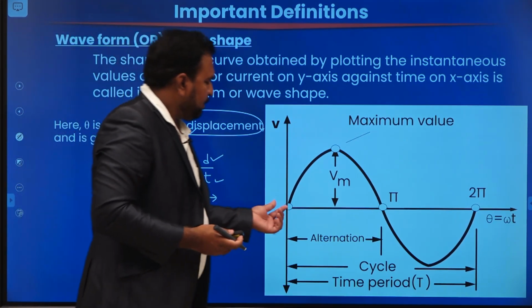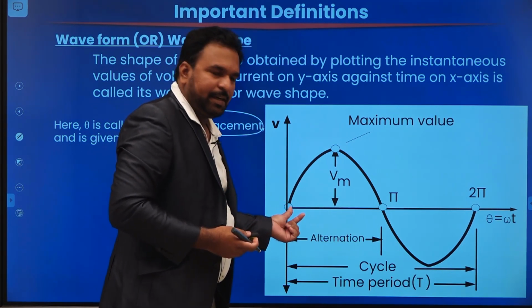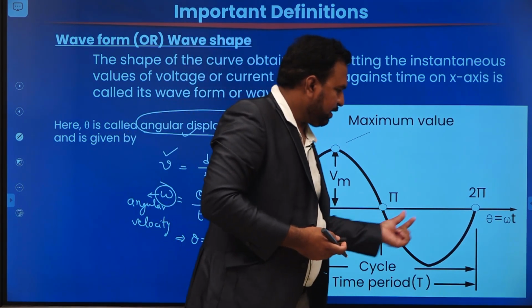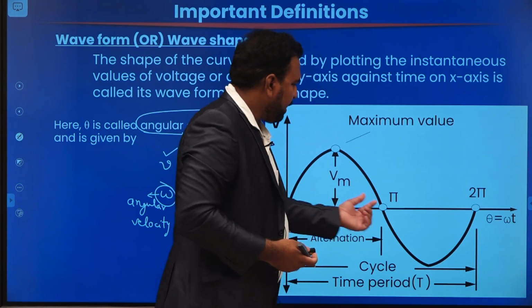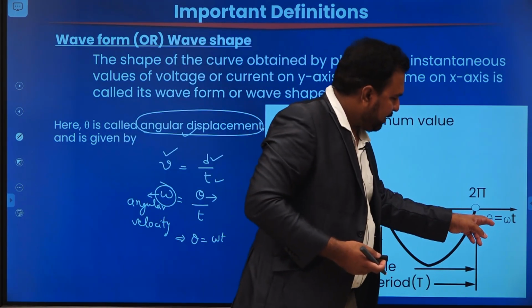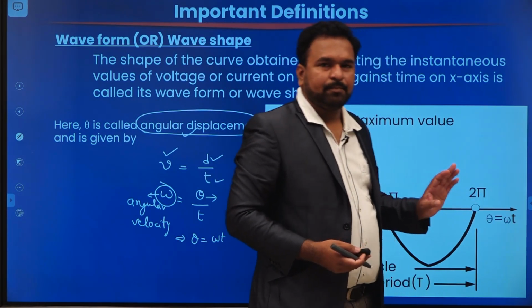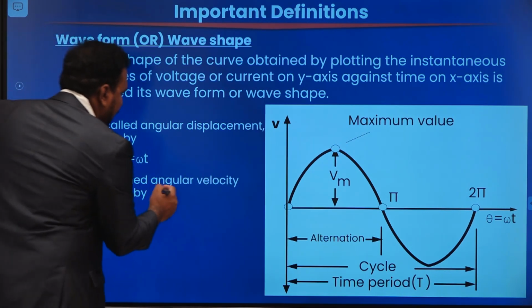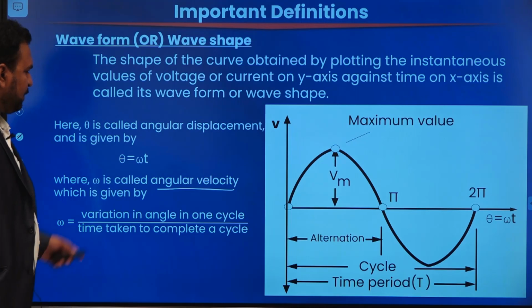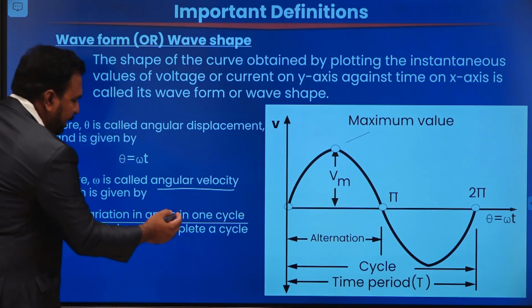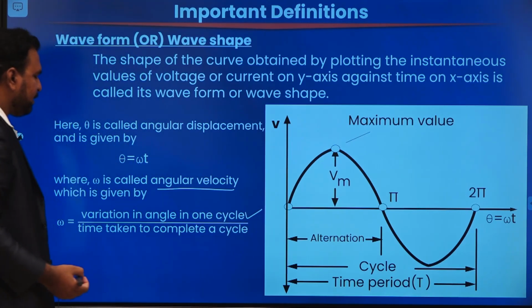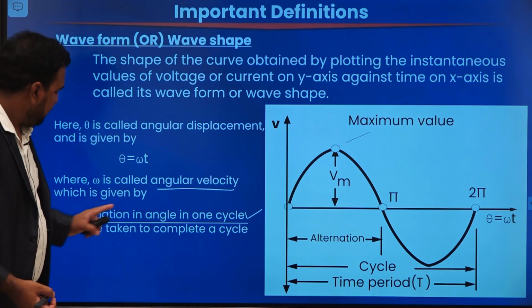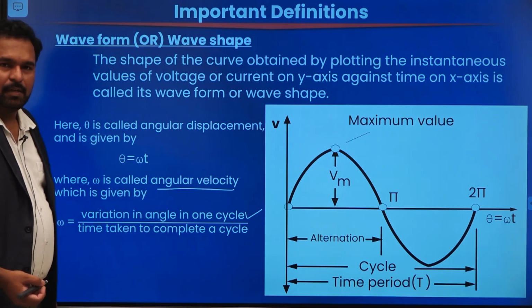Angular displacement we represent in terms of degrees or radians: 0 degrees, 90 degrees, 180 degrees, 360 degrees, or pi radians, 2 pi radians. We have related this angular displacement with time. So theta is equal to omega t, where omega is called angular velocity. And what is the definition of angular velocity? Variation in angle in one cycle divided by time taken to complete a cycle.